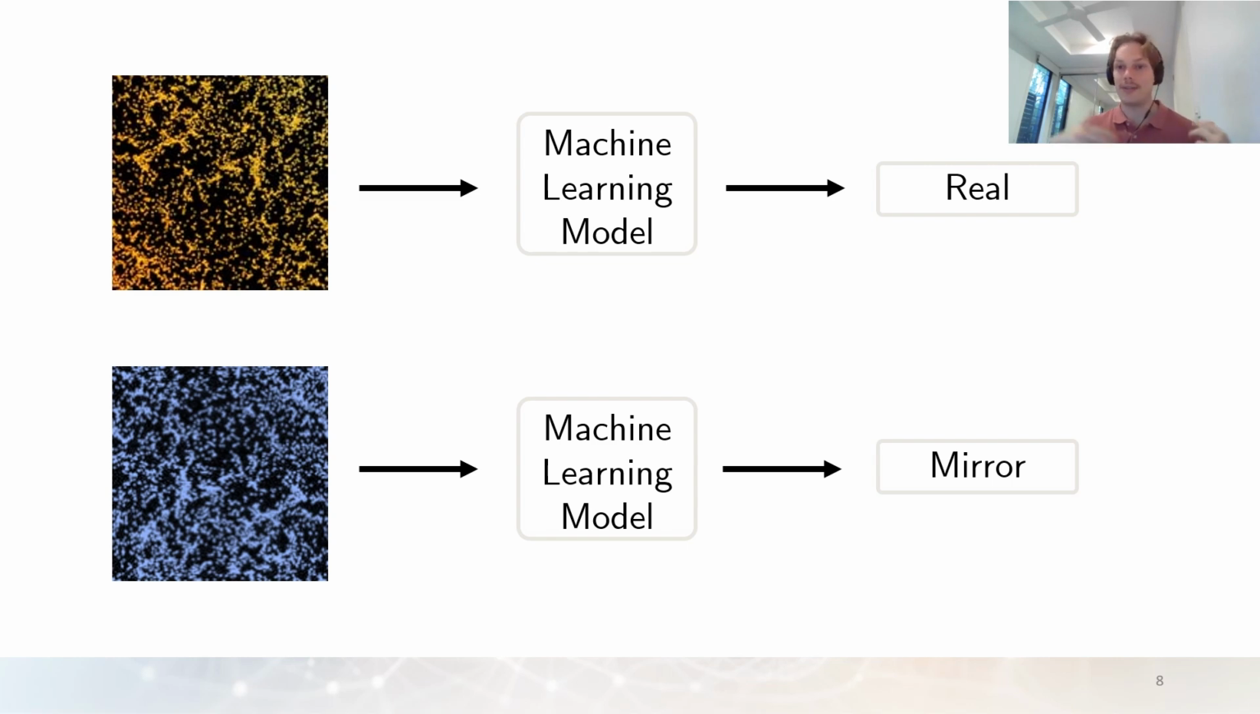But this sort of classification doesn't really help us with science. Instead, it's a little bit better to work with a continuous output. So in this case, the real universe might give us some sort of high value like 1.02, and the mirror universe might give us a low value like -1.